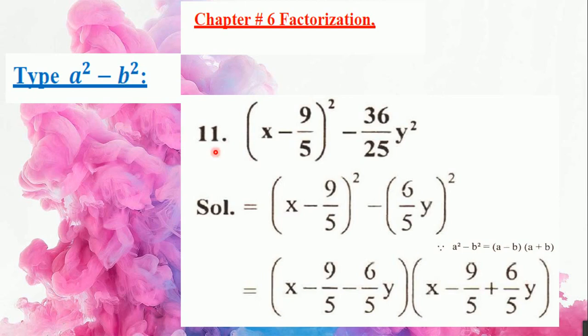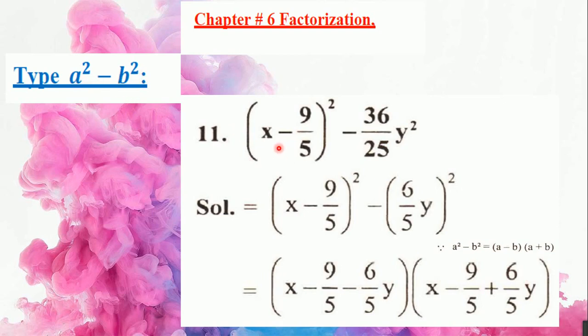Now look at this question number 11. (x minus 9 by 5) whole square minus 36 over 25 y square. Now there are two terms. First one is x minus 9 by 5 whole square, and second term is 36 by 25 y square. On our first term there is a square. So whenever we have two terms, we have to write in this a square minus b square form.